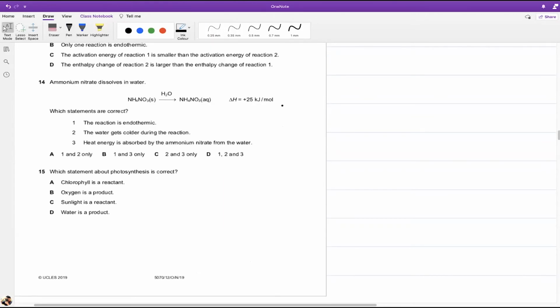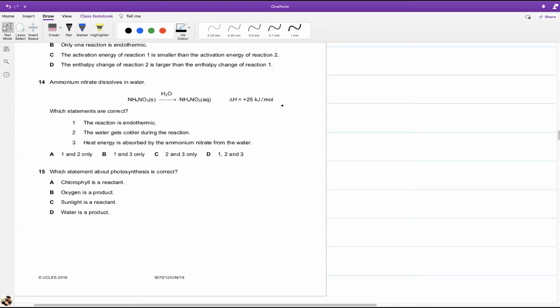All right. Ammonium nitrate dissolves in water. Obviously, all ammonium salts are soluble. We know SNAP. You add it to water, you get the nitrate solution, and delta H is positive. Okay. So which statements are correct? The reaction is endothermic. Yes, it is endothermic. हमें इसको stir करना पड़ेगा, थोड़ी activation energy देनी पड़ेगी. Hot water में जल्दी dissolve होगा because it will get that extra energy from water.